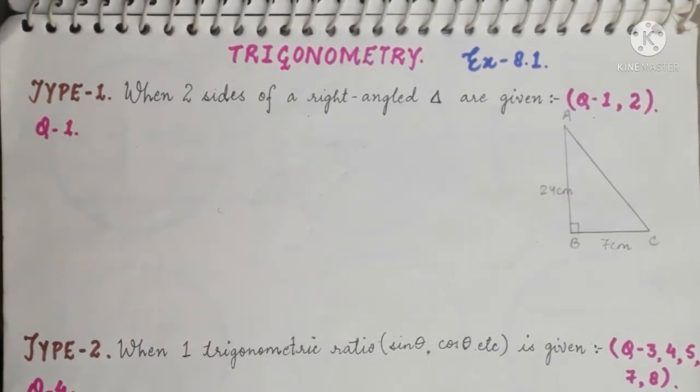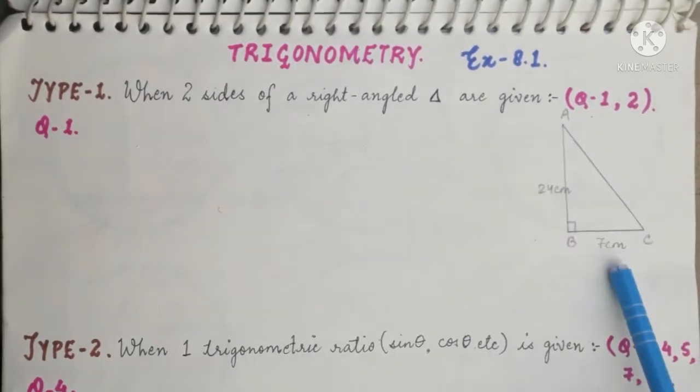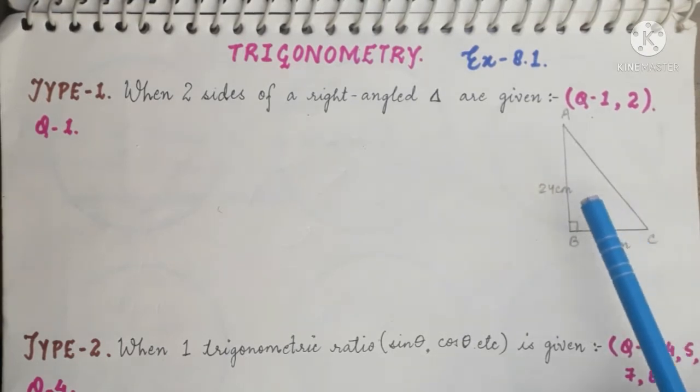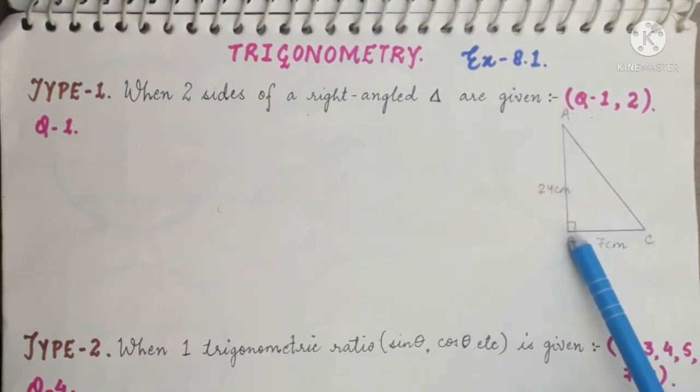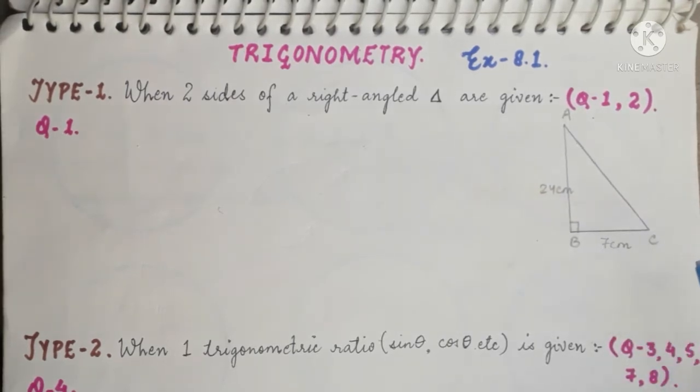There are two questions in this exercise of type 1. Question 1 and question 2. So let's solve question 1. In triangle ABC, right angled at B, AB is equal to 24 cm, BC is equal to 7 cm. Determine sin A, cos A, sin C and cos C. So we have drawn the figure. In this, as you can see, two sides of this right angled triangle are given. And we have to find the trigonometric ratios sin A, cos A, sin C and cos C.